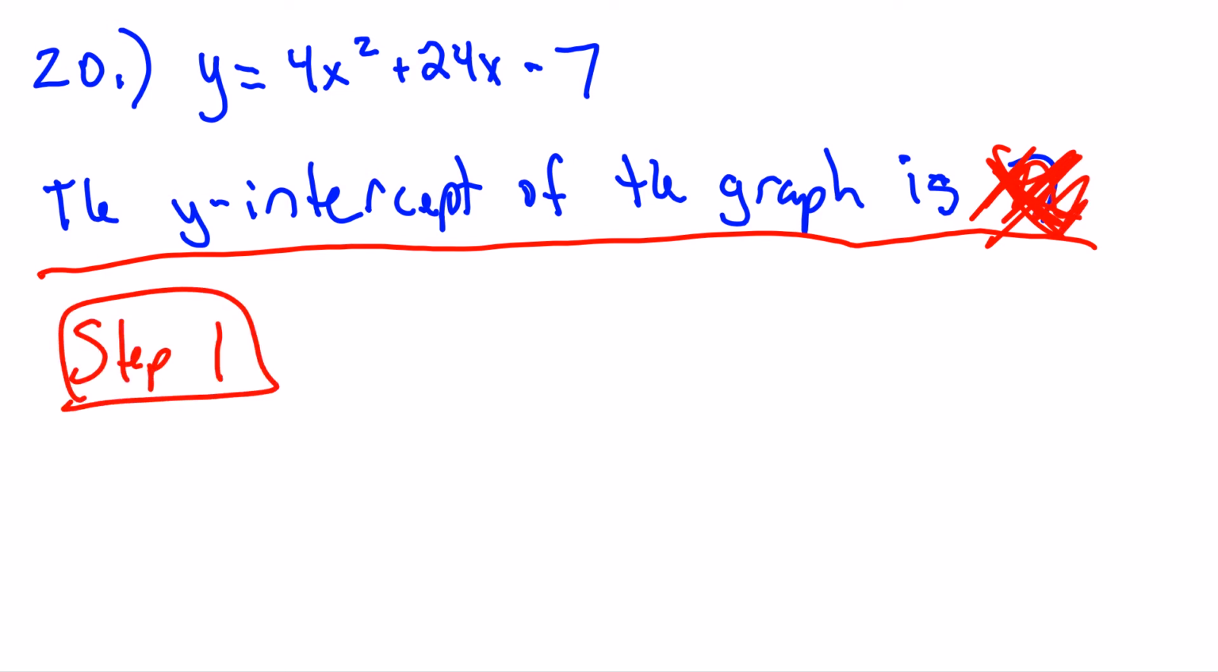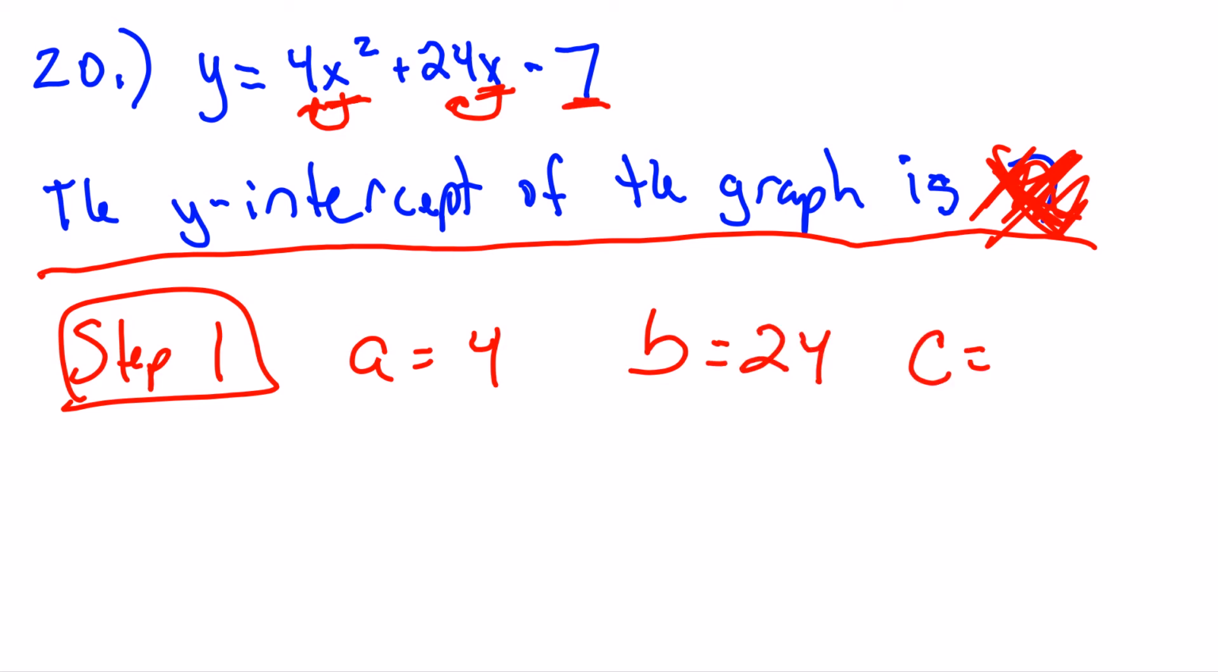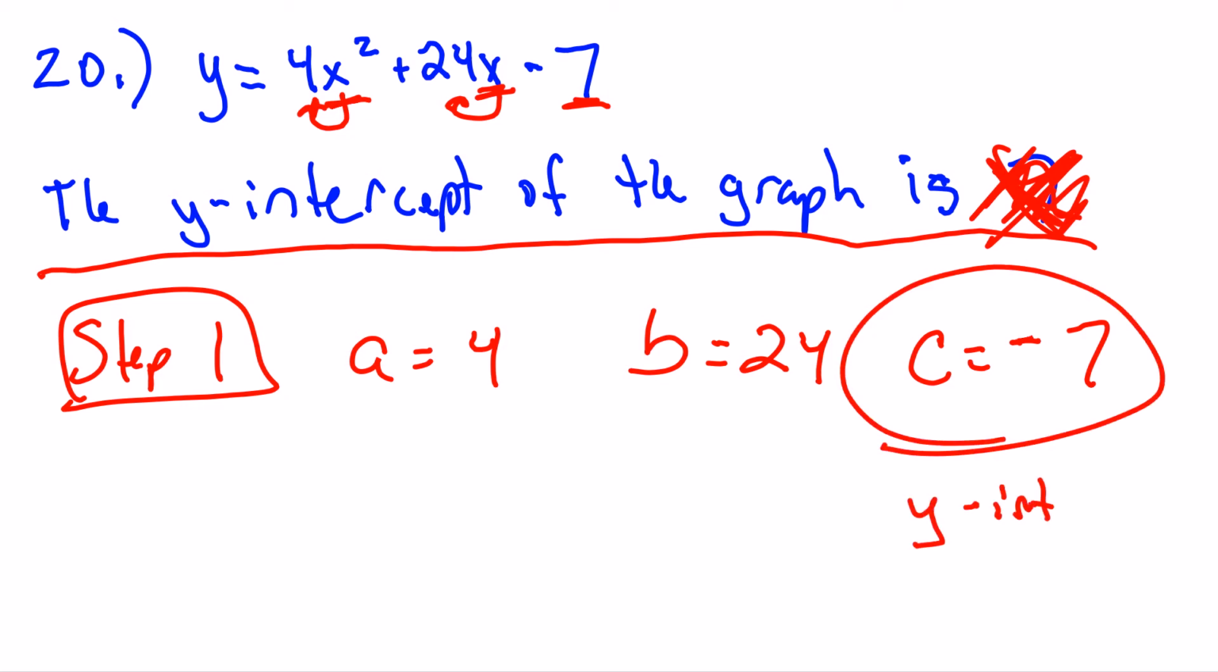Really, you just do step 1. Step 1 says find a. Remember, a is always, you find the x squared and you always look in front of it. It's that number. So a is 4. B, you always find the x and you look at the number in front of it. And C is always the number without a letter. So it's negative 7. And then we found out that whatever the C is, that's always the y-intercept. So the only mistake they made is it's not positive 7, it's just supposed to be negative 7.